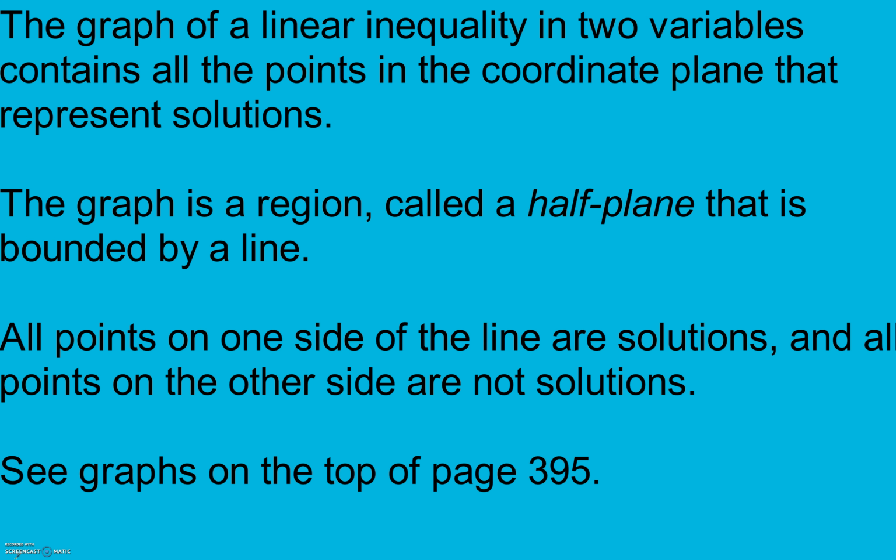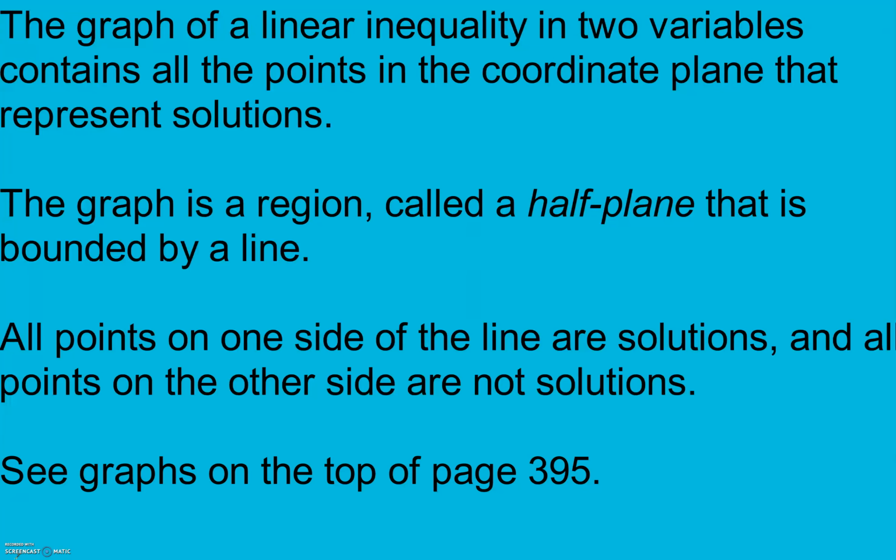So we draw in our line just like we would if it was an equation, but then we shade in our half plane to show all of the answers that could make it true. So all points on one side of the line are solutions, and all points on the other side are not. So it's all or nothing here. It either is or isn't, and it's that entire side of the line.